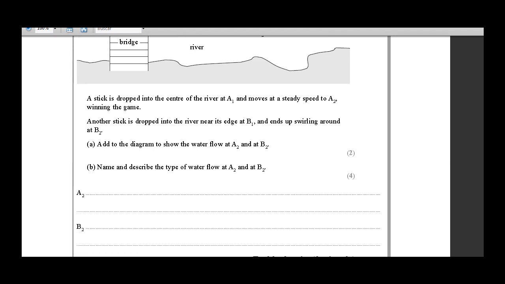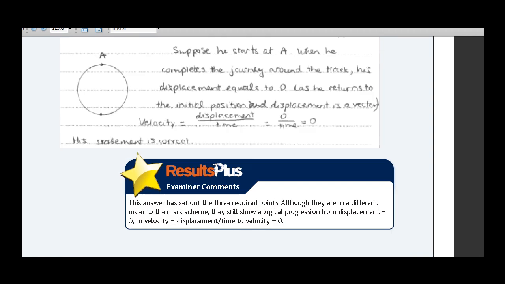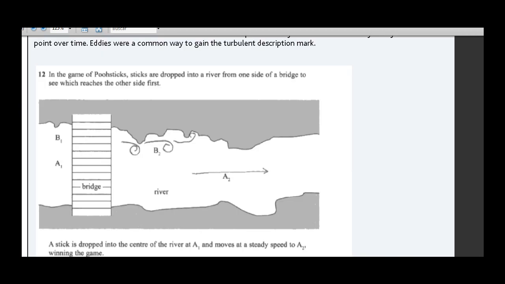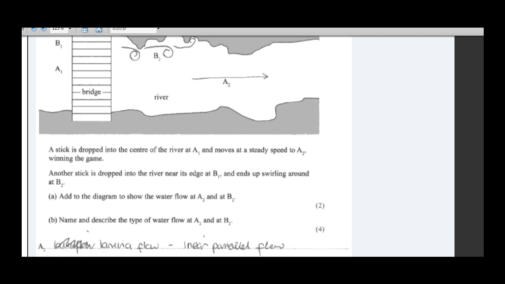It says name and describe the type of flow at A2 and B2, and a lot of people have trouble describing laminar flow and turbulent flow. So I'm going to pull up the examiner scheme and see what they say here. There are the diagrams of the turbulent flow and the laminar flow. They're not particularly good diagrams, so the critique of the examiner is probably going to be that they're a bit strange. I would say that they need to be a little bit more in several directions. That looks too regular to me, and turbulent flow is more random than that. And here he needs several lines to score the full marks.